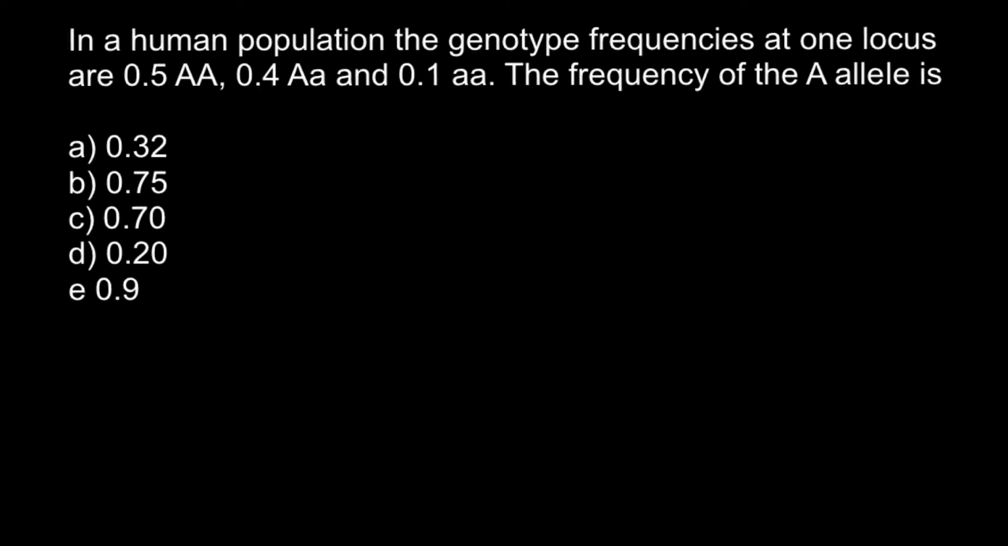In a human population, the genotype frequencies at one locus are 0.5 for homozygous dominant genotype, 0.4 for heterozygous genotype, and 0.1 for homozygous recessive genotype. The frequency of the dominant allele is... and how we are going to solve this problem. So let me write down this frequency.